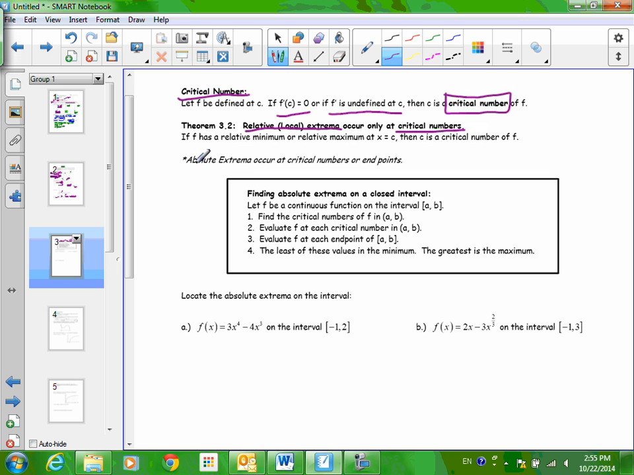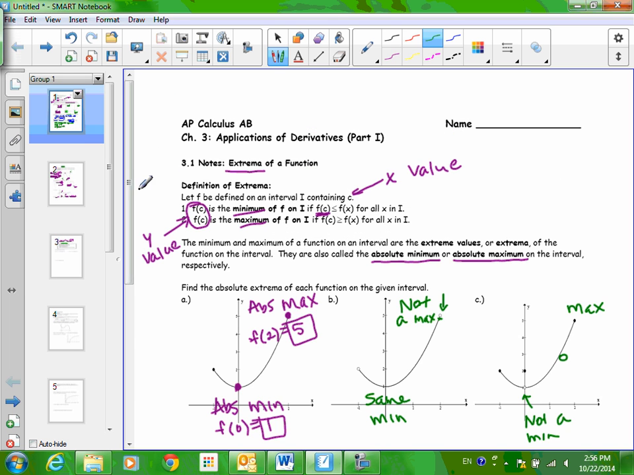Now, on the other hand, absolute extrema can occur at critical numbers, because remember, a relative max could be the absolute max, but they also could occur at endpoints. So I'm kind of coming full circle with this lesson. It's really testing if you really understand these phrases. So let me go back to the first page, and I'll come back to this.